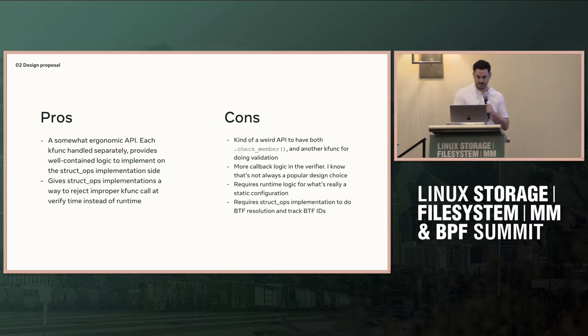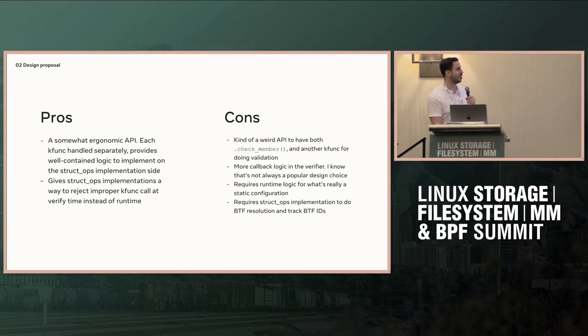On the con side, it's also kind of a weird API because we already have callbacks to check members of a struct ops map entry. Those are, at least from what it seems like, used for validating that non-function members are correct. Like if you pass a flags entry where you specify what the program should do with some bits, you can verify that they're correct. It's not really about verifying the actual function itself. The other con, of course, is there's more callback logic in the verifier.